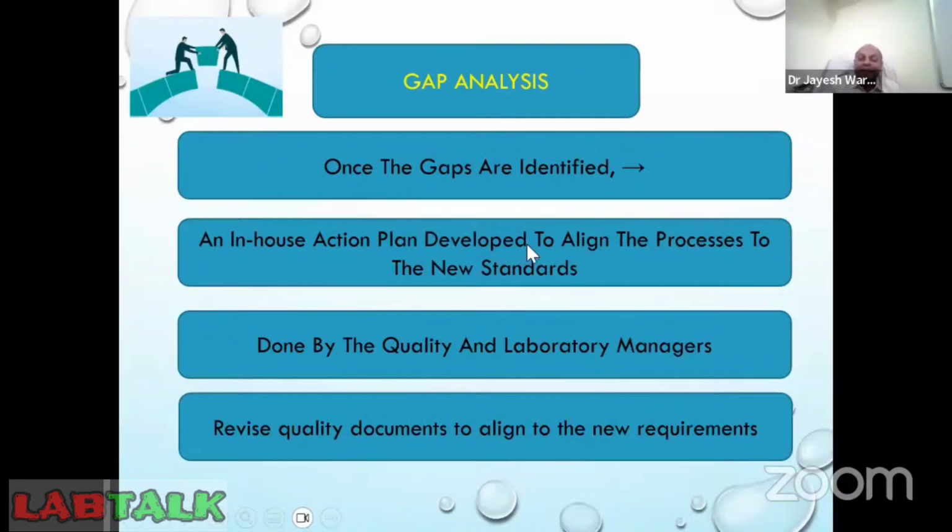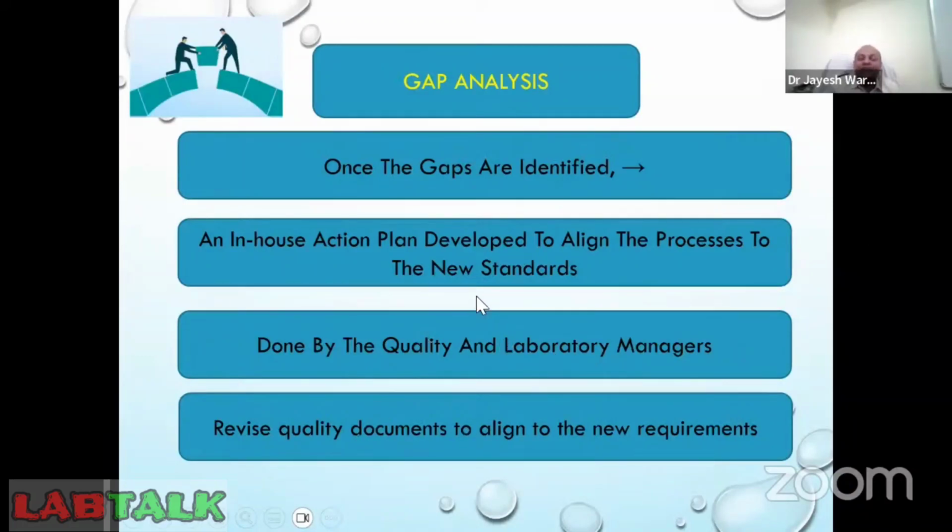So wherever there are gaps, you have to modify your processes. Maybe you have to redesign your processes, or put some new processes into place which will be in line with the new standard. Now, who is going to perform these things? As I have mentioned, the trainers, quality managers, laboratory directors or managers, and supervisors, because they are already trained. The first aspect was train the trainer. So those who are trained should take over the responsibility to implement the action plan.